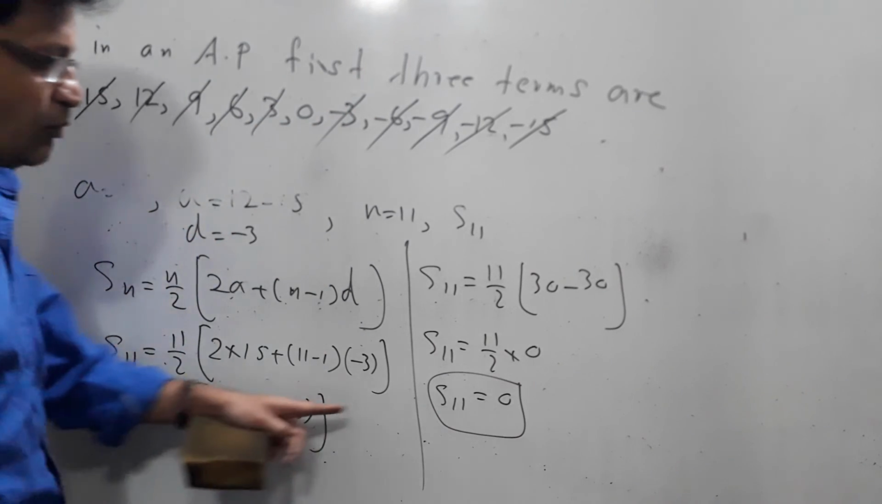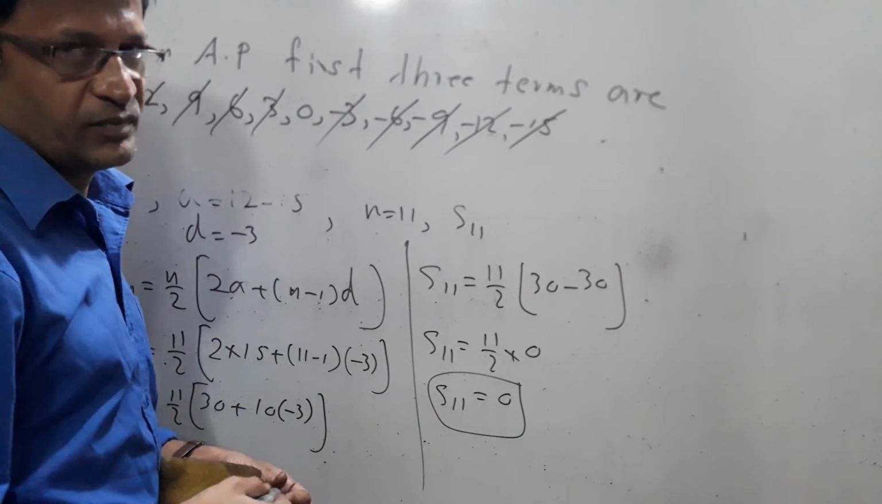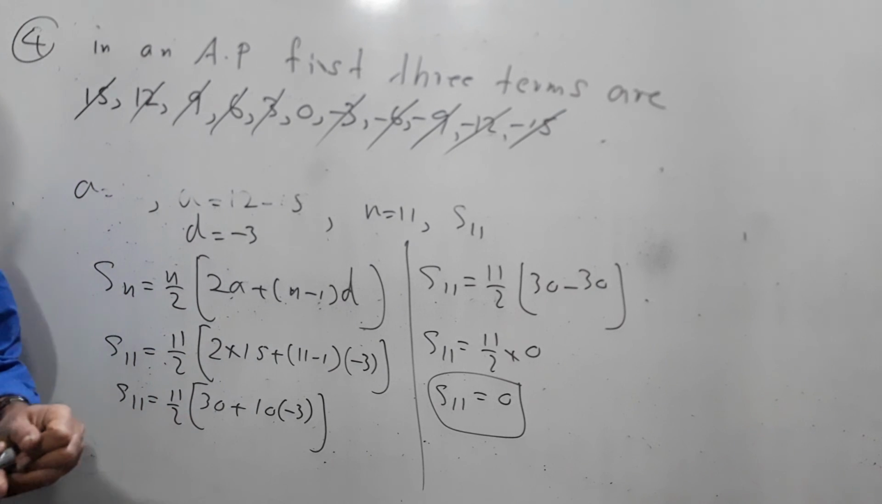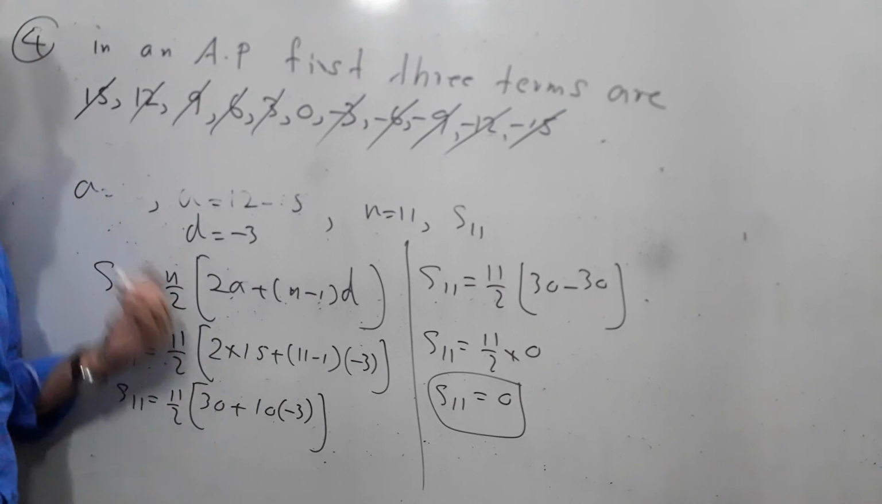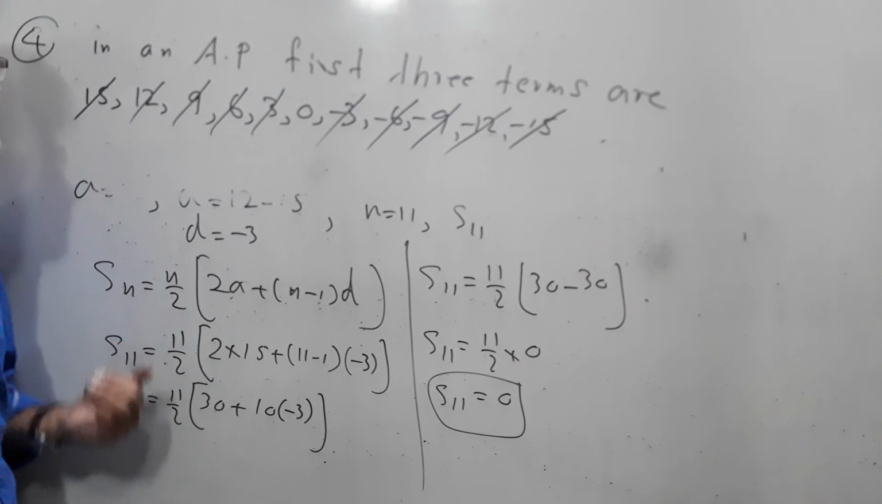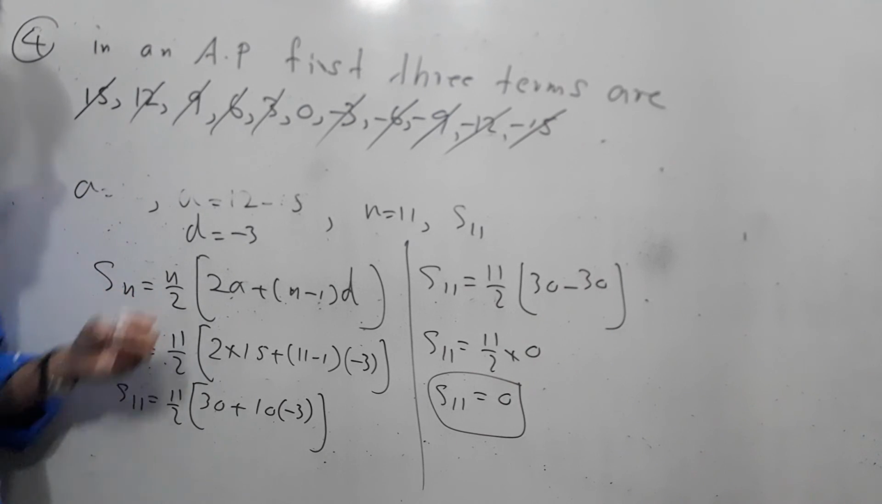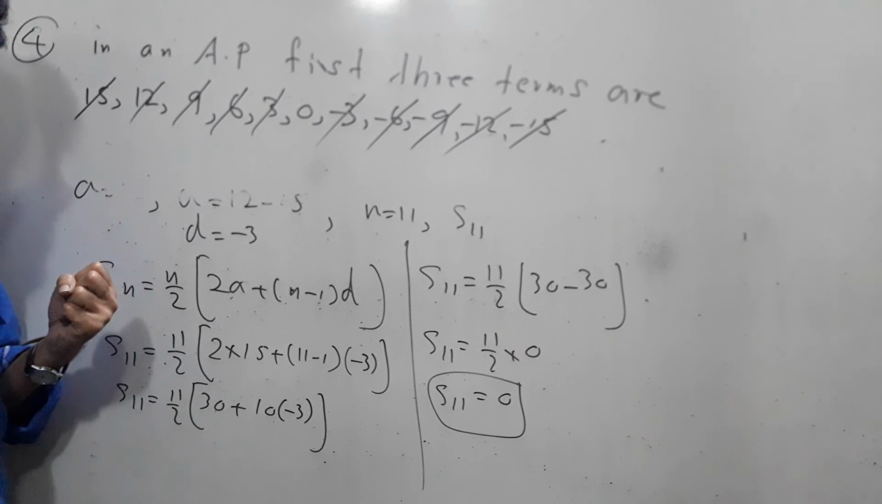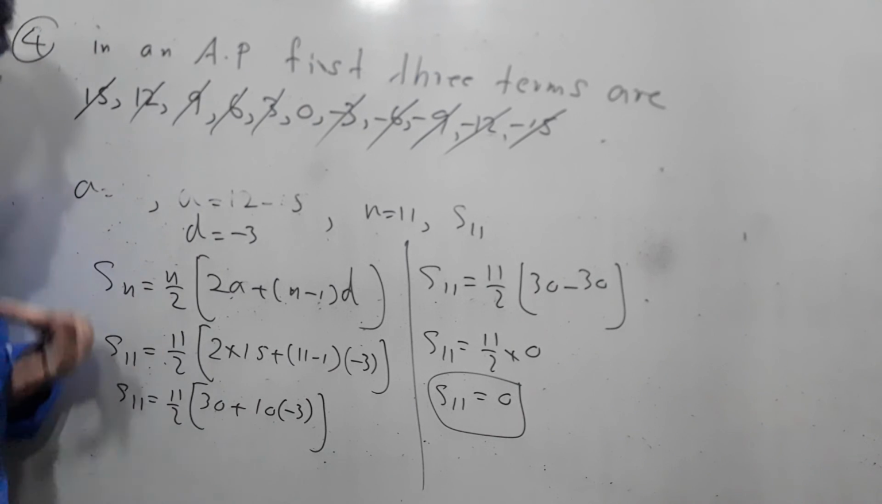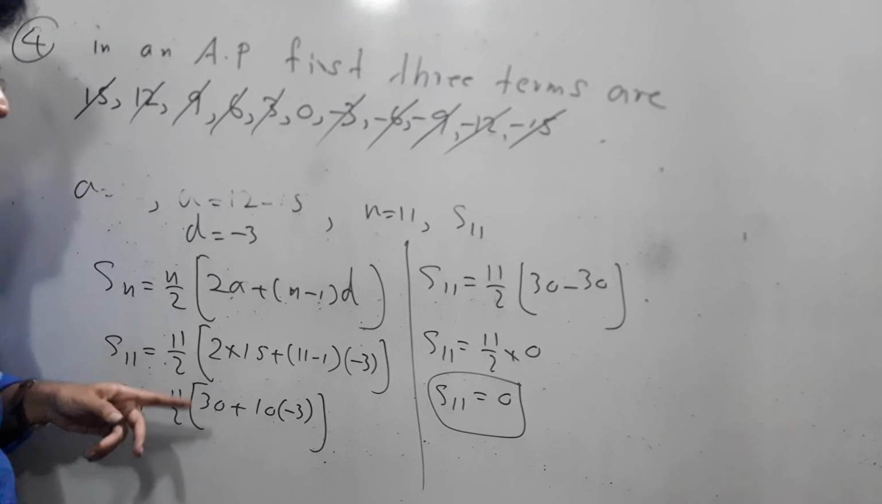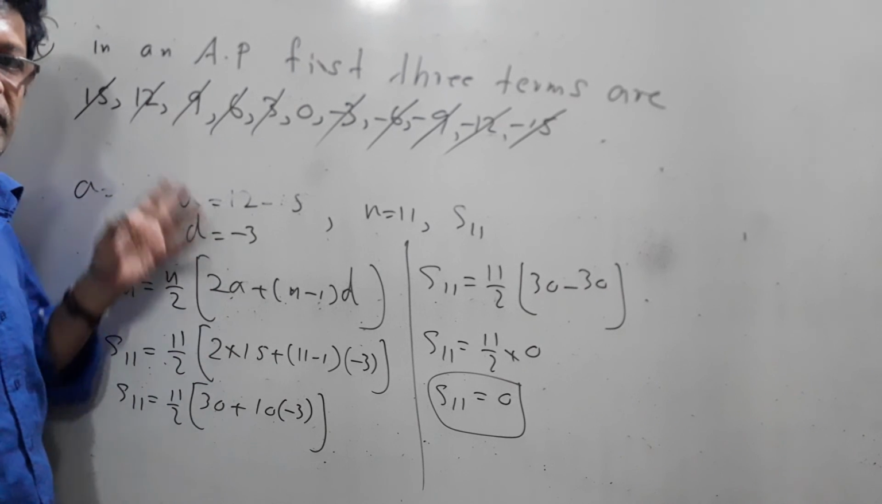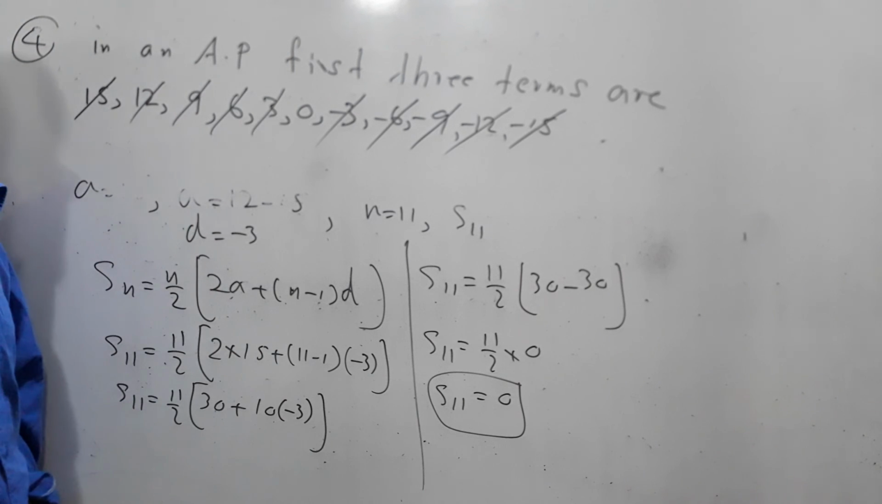That means the sum of 11 terms is 0. Clear? So these are very good questions. You can try these questions again and again and practice. Then you will become familiar with this kind of question. Then find some new questions and do them. Clear? If you do 10 to 15 questions, you will be familiar with this formula and this type of question. Clear? Thank you very much.